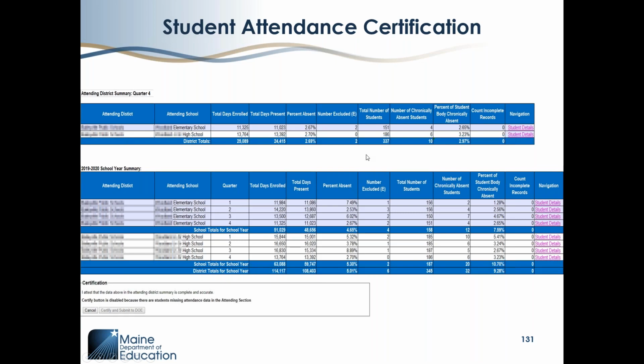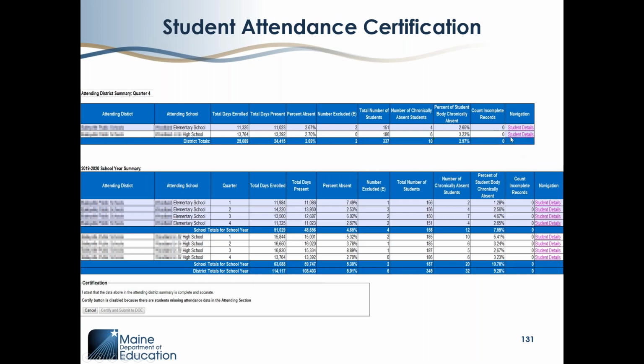Some important columns in this report: we have the number of excluded students. Those are the students who are excluded from chronic absenteeism, if they had less than 10 days enrolled. You have the number of students who were marked chronically absent, as well as the percent of the student body. The most important column to note is the count incomplete records.